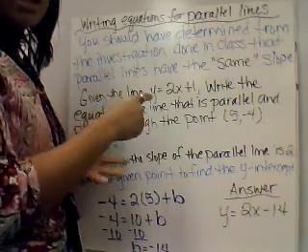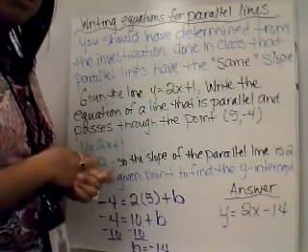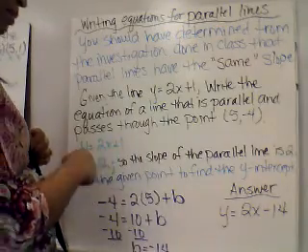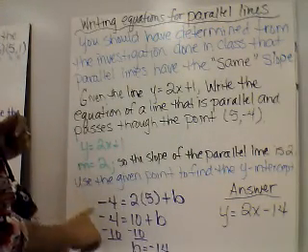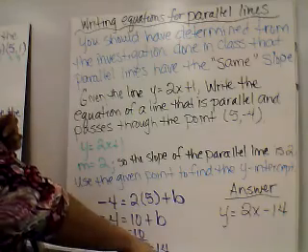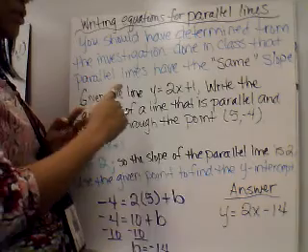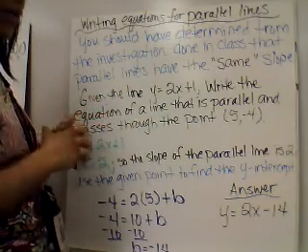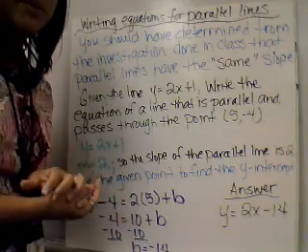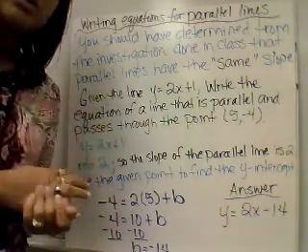So I'm going to use that slope along with the given point that it's going to pass through, and I'm going to plug it into the y equals mx plus b formula to find the y-intercept. When I do that, I get my y-intercept of -14. So the equation for a line parallel to the line y equals 2x plus 1 is y equals 2x minus 14. That line will run parallel to the line 2x plus 1.